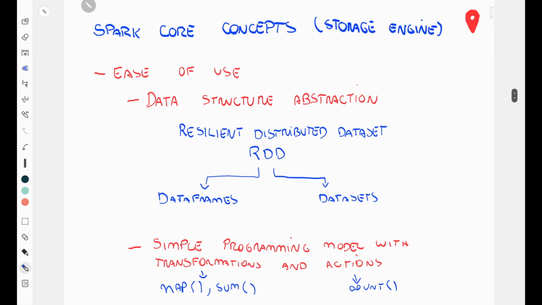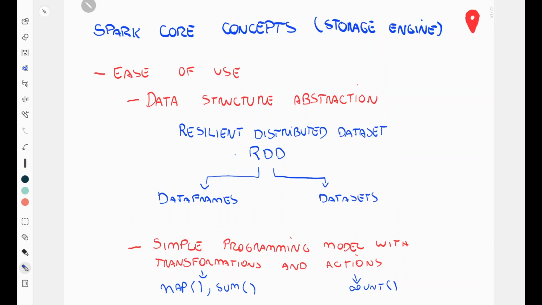Next, you have ease of use. You have data structure abstraction. So you have the resilient distributed datasets. That's the base, RDD. Just remember RDD. This is the base of the data structure for Spark. But you also have DataFrames and you have Datasets. And this data structure abstraction makes Spark very easy to use. I'm going to go through this in the next topic, but that's basically it.